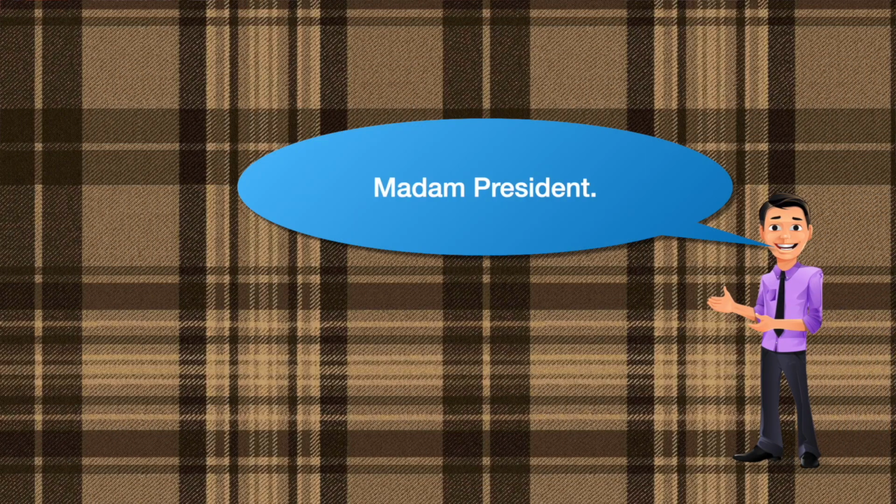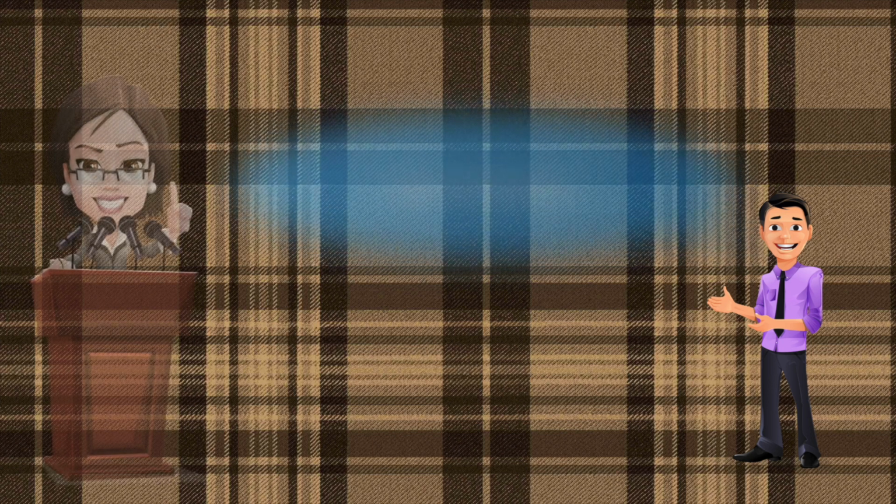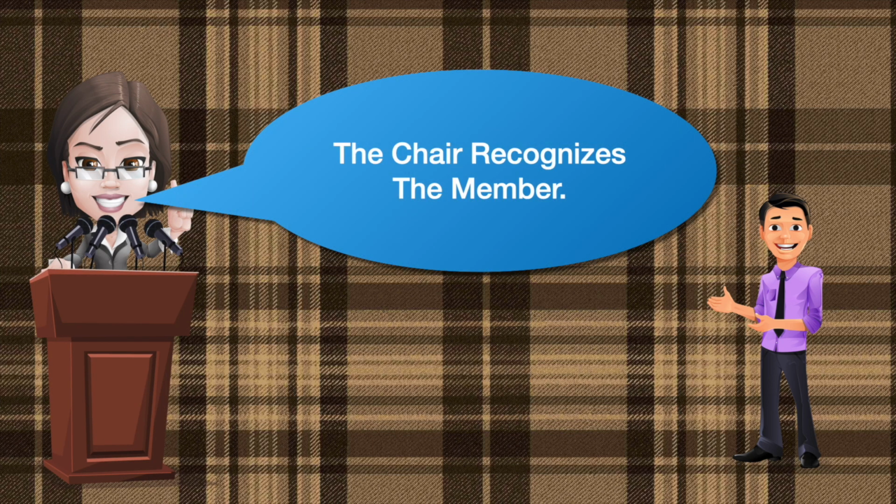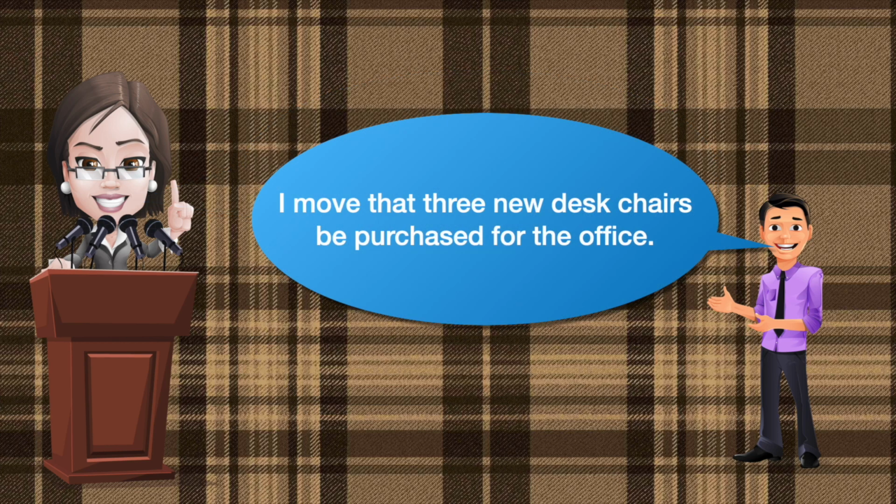Let's start by looking at how a motion is generally made. Step 1 is that a member seeks recognition by saying, Madam President, or Mr. Chairman, as the case may be. The chair then recognizes the member, for example, by saying, the chair recognizes the member. At that point, the member is said to have the floor, and from there, the member may make a motion, for example, by saying, I move that 3 new desk chairs be purchased for the office.